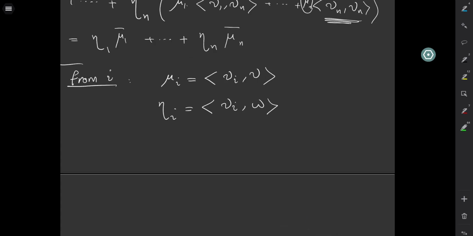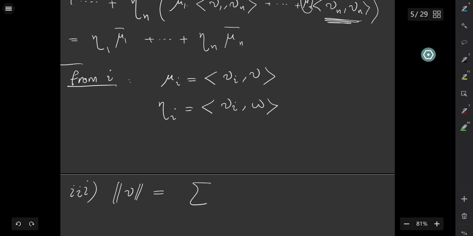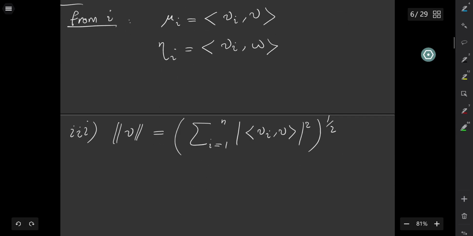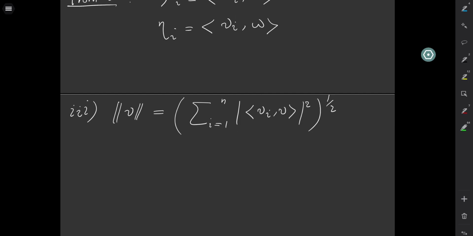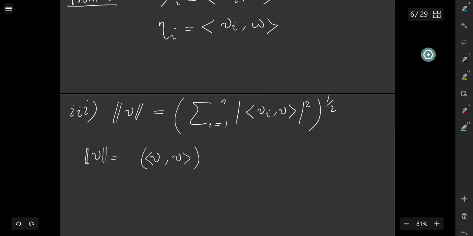The last part of the theorem is saying that the norm of v is equal to the square root of the sum, i equal to 1 to n, of the modulus of the inner product of vi and v, squared. Okay, so let's write the definition and what it gives us. The definition is that the norm is the square root of the inner product of v with itself.